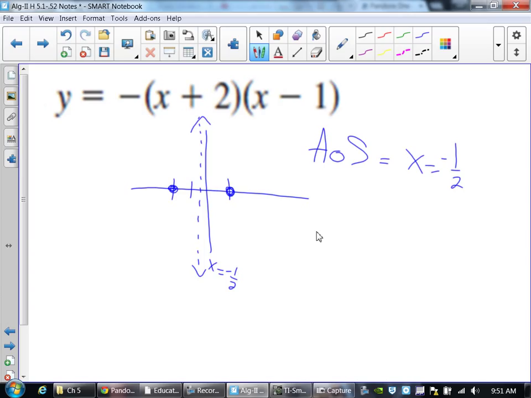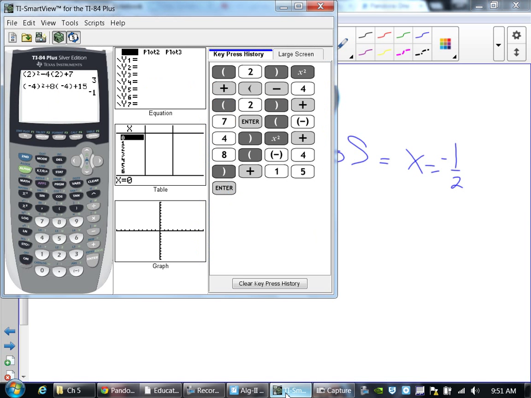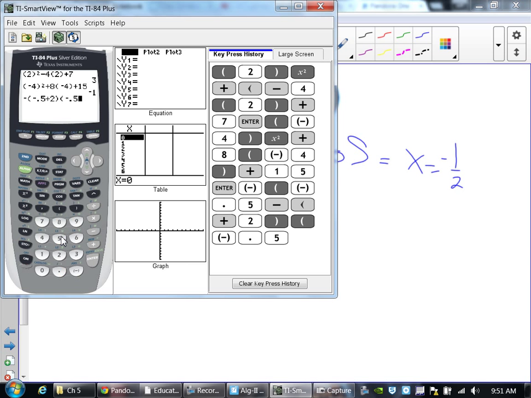And now since you have it written in intercept form, when you go to substitute that back in your calculator, do you guys all know how to put the fraction in the calculator? Alpha y equals? Or in this case, since it's an easy number, I'm just going to do 0.5. It's quicker to type in, usually. So I have a negative parentheses, negative 0.5 plus 2, and then negative 0.5 minus 1. 2 1/4. So my vertex will be at negative 1/2, positive 2 1/4.